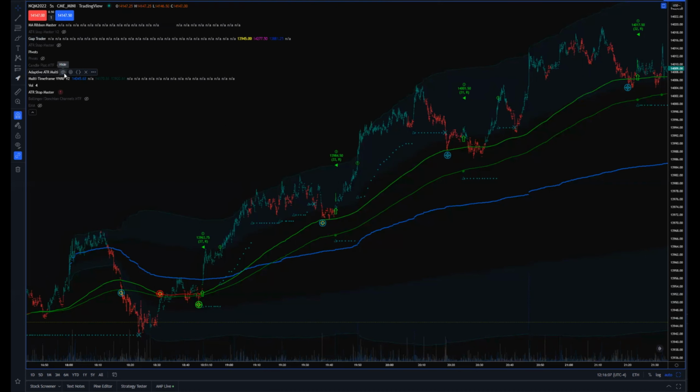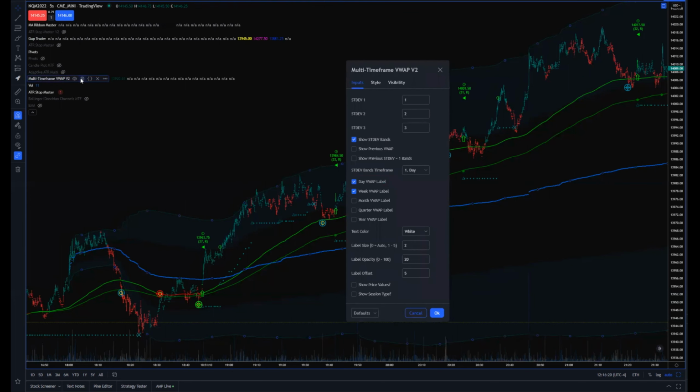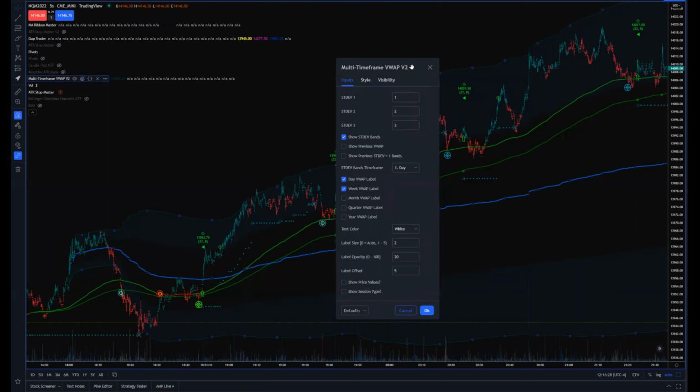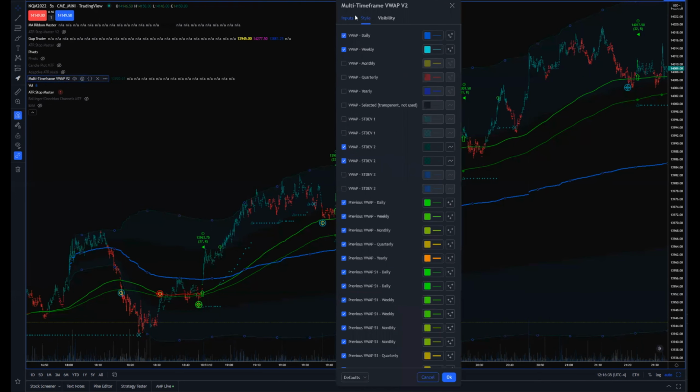I'll take off this ATR stop. The VWAP, this blue line, is VWAP plus the standard deviation bands. This is really a staple that I use. I made this indicator a long time ago. There are a bunch of variations of this on TradingView. Plenty of people have made this, but I think I got this one right as far as the calculations. But I really like it with all the different VWAPs that you can display.